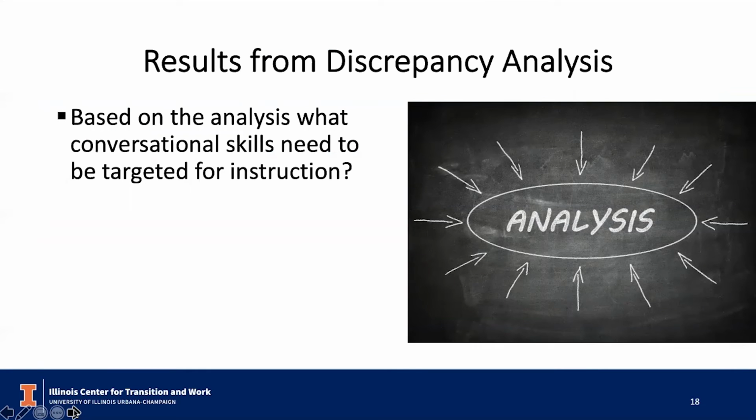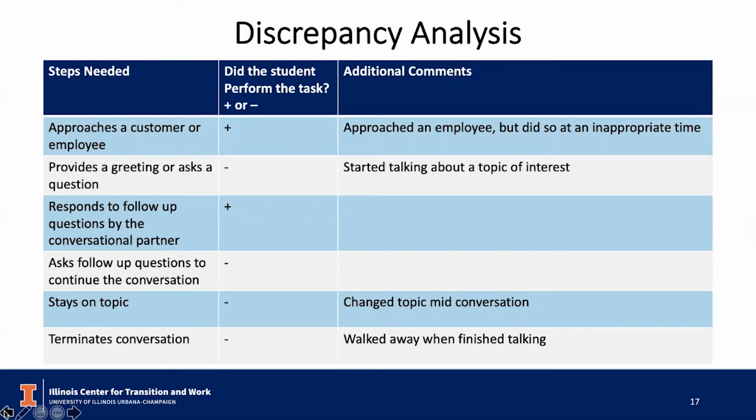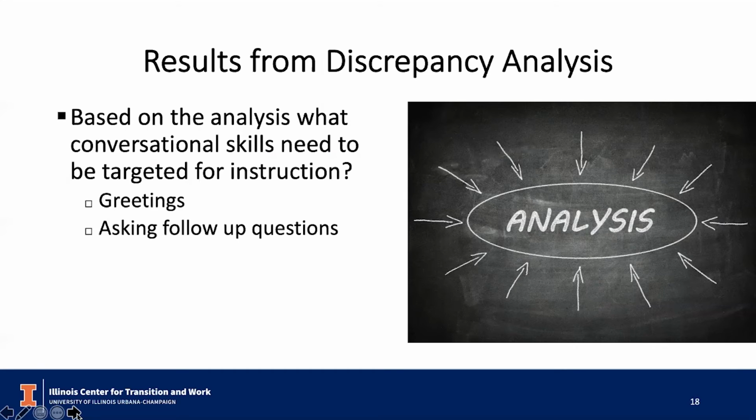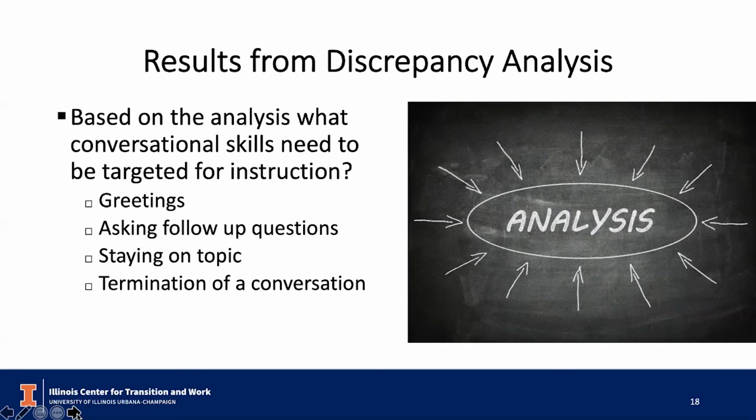So the results from the discrepancy analysis we saw previously demonstrated that skills that should be targeted include greetings, asking follow-up questions, staying on topic, and termination of a conversation.